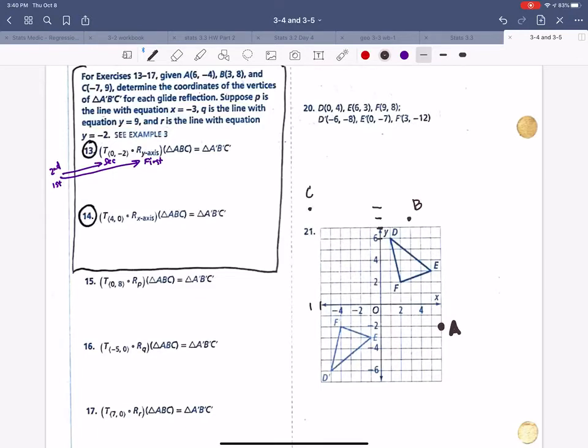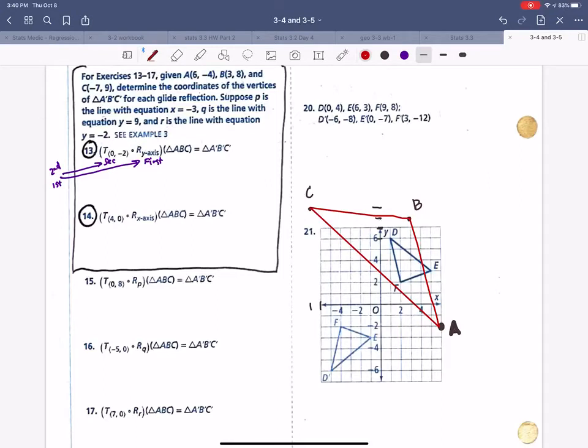So that's why I kind of hesitated. I was like, ooh, it's not perfect. But here's my triangle. Okay. Now it says, determine the coordinates of the vertices of the new one. Suppose P, Q, and R is each a different equation.